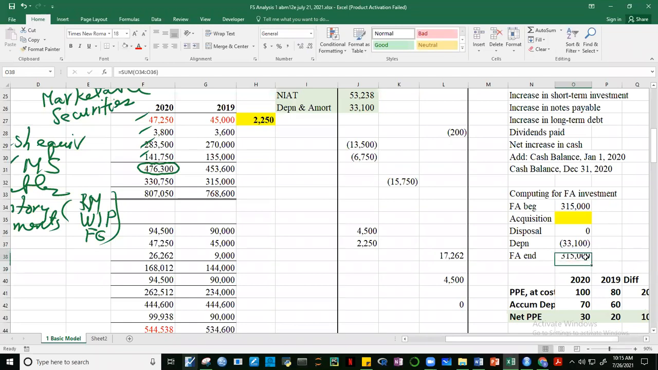Okay. 315, no? How much should this be, guys? How much should be the end? The ending amount should be 337.50.